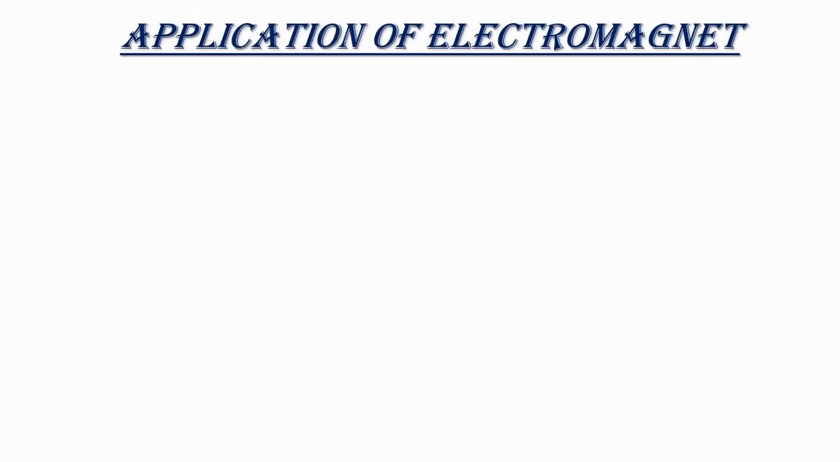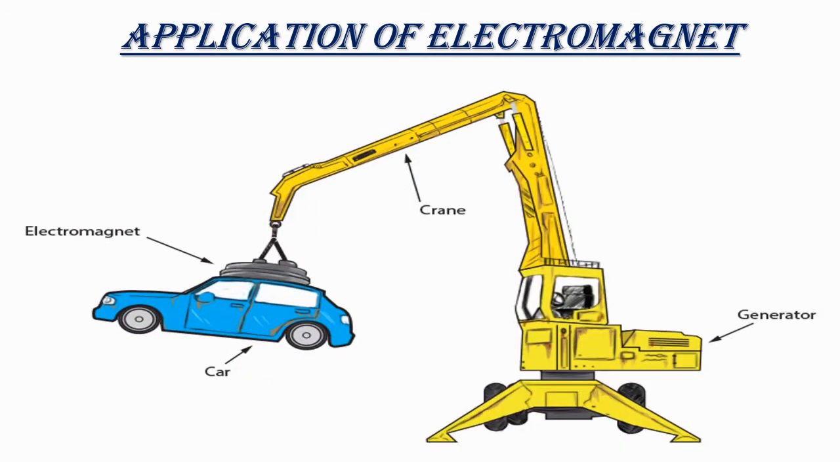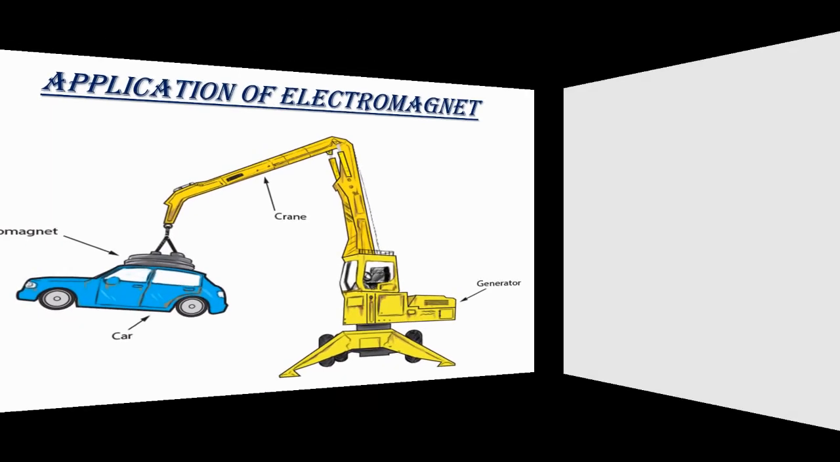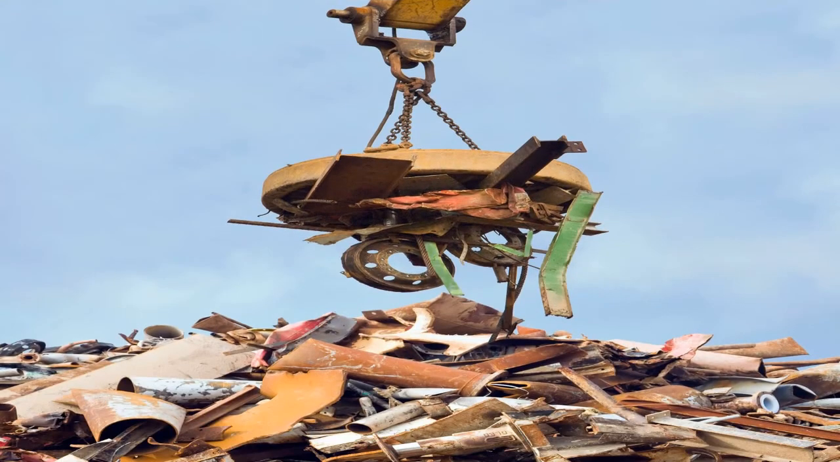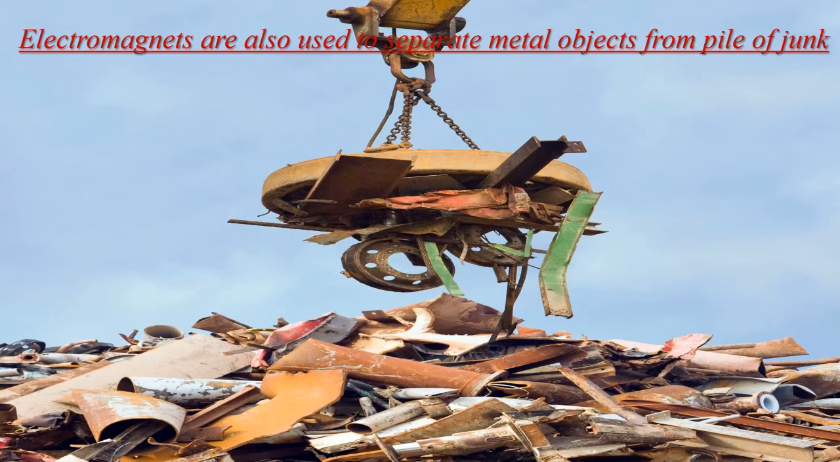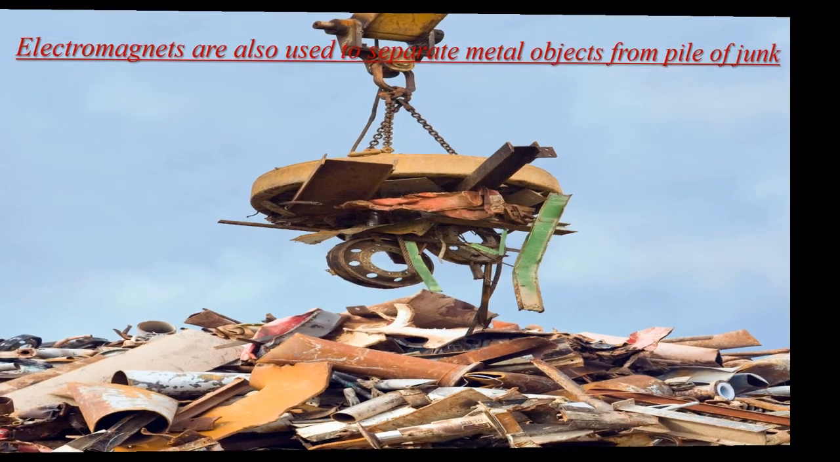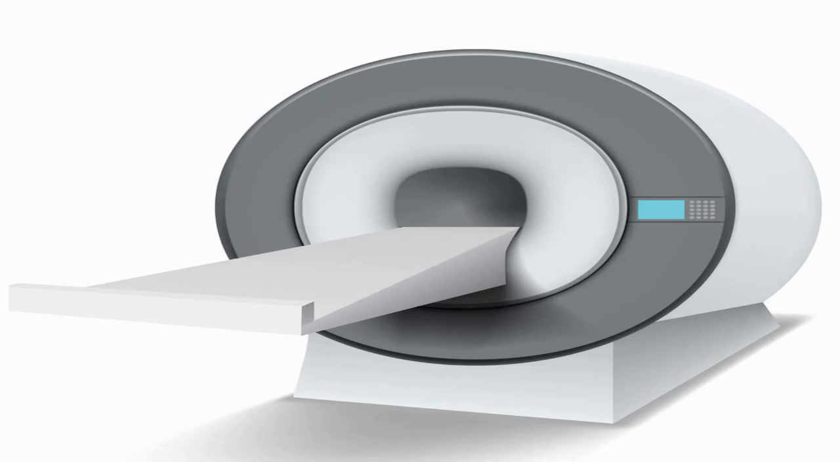Now let us understand the use of electromagnet. Large machines are used to lift up cars. This machine has an electromagnet, and this electromagnet is so strong that it can lift up a car. Electromagnets are also used to separate metal objects from a pile of junk. This is another application of electromagnet.